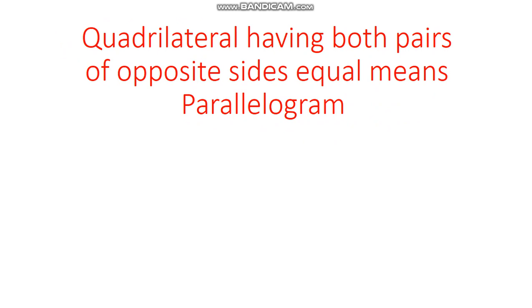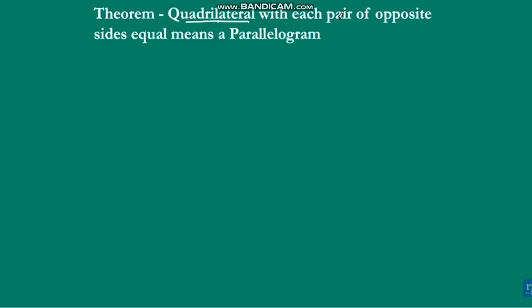It's a simple theorem. A quadrilateral having both pairs of opposite sides equal means it's a parallelogram. Students, we move on to the statement. The theorem statement is: a quadrilateral with each pair of opposite sides equal is a parallelogram.